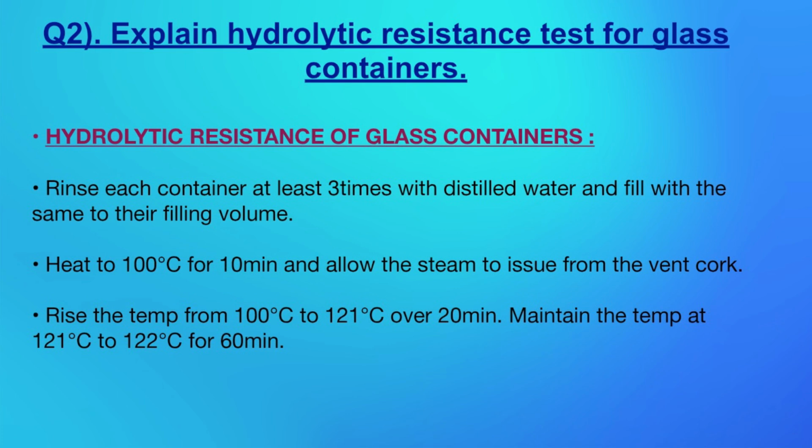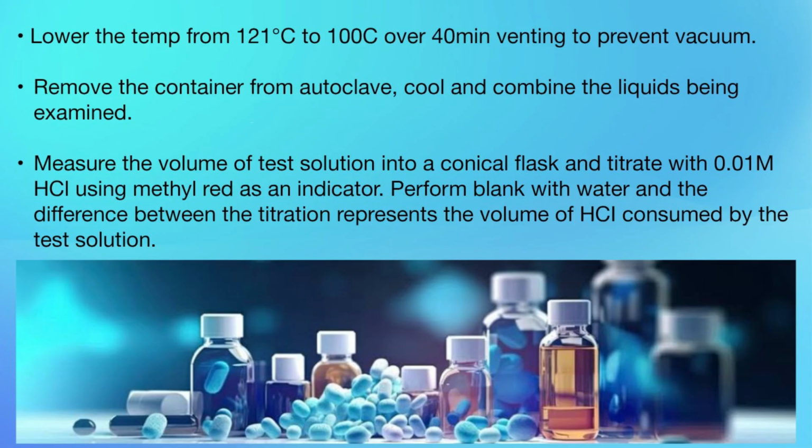Question number 2. Explain hydrolytic resistance test for glass container. Hydrolytic resistance of glass container. Rinse each container at least 3 times with distilled water and fill to the filling volume. Heat to 100 degrees Celsius for 10 minutes and allow the steam to issue from the vent cork. Raise the temperature from 100 degrees Celsius to 121 degrees Celsius over 20 minutes. Maintain the temperature at 121 to 122 degrees Celsius for 60 minutes. Lower the temperature from 121 degrees Celsius to 100 degrees Celsius over 40 minutes.